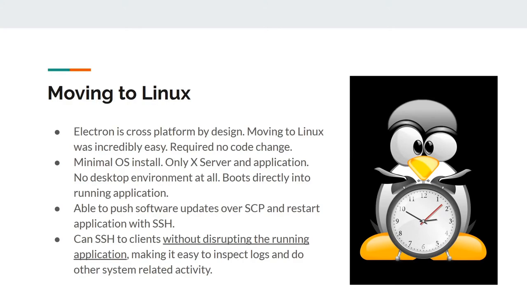I think the whole thing, including the operating system and the application, was running in 200 mega RAM or something like that. Also, this gave me the ability to push new updates through SCP, and I could restart the application itself over SSH if I needed to, or I could SSH and inspect the logs and do other system maintenance stuff without interrupting the running application. And that's the point that I want to make, is that brought me a lot closer to being a true appliance.